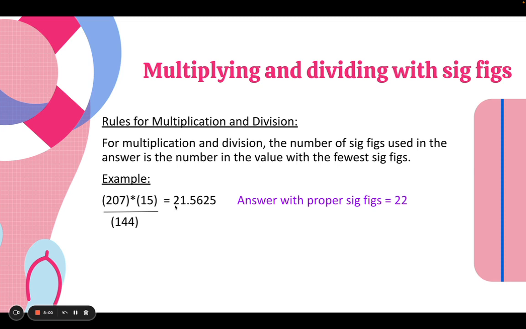So my calculator answer was 21.5625, but with proper sig figs, I want to take the least number I was given. So again, with 207, I was given 3, with 15, I was given 2, with 144, I was given 3, so 2 is my least amount. So I'm going to take that 21.5625 and round it to the first 2 sig figs. So 21 is my first 2 sig figs, but the 5 is going to round that 1 up to a 2, which is why with proper sig figs, my answer is 22.